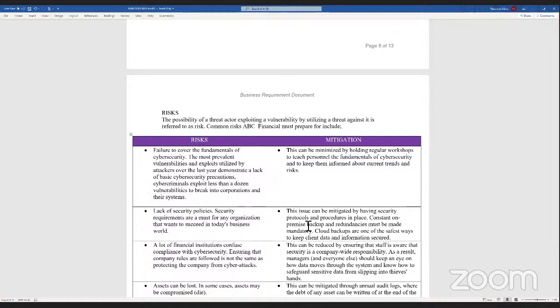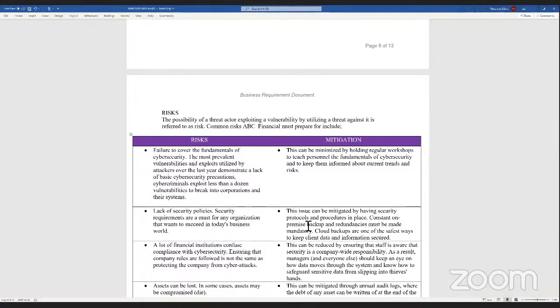We should have redundancies in various physical and cloud locations just to be safe. And a lot of financial institutions confuse compliance with cybersecurity. So the fact that ABC is in compliance with the laws of the land, like they're not selling the customer information, they're being secure with every detail that their client, the borrower, is loading onto their platform, it's necessary. It's not necessarily cybersecurity.